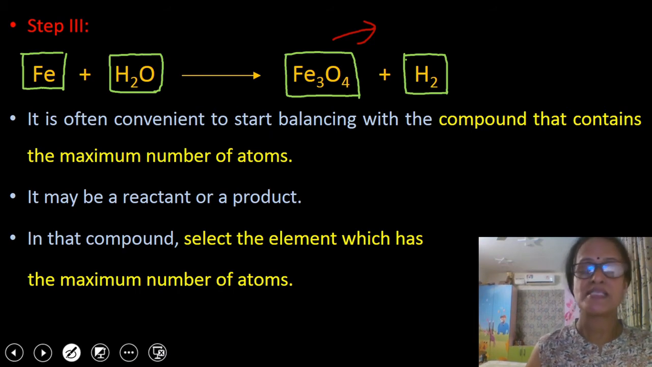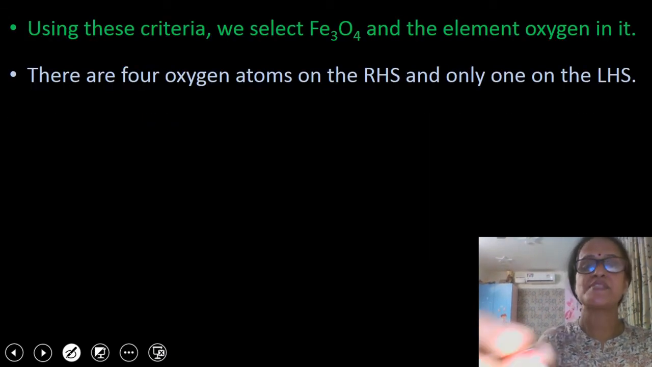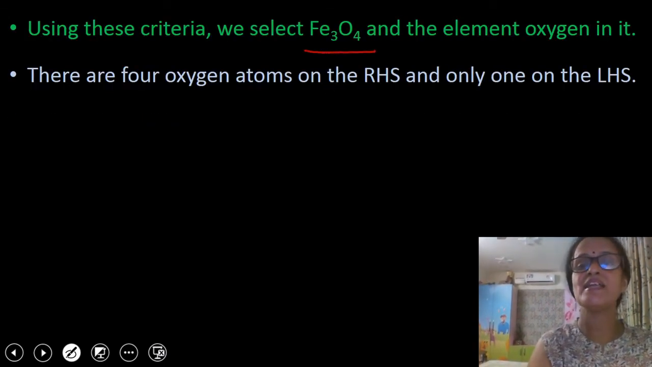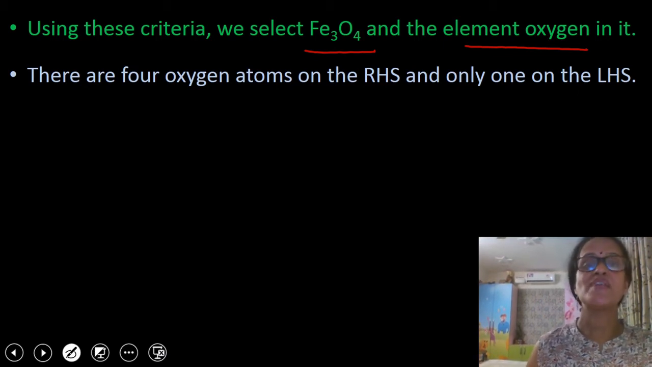One more point is that in Fe3O4 we will select that element which has the maximum number of atoms. So you can see that it has 4 oxygen atoms and 3 iron atoms. So therefore, as number of oxygen atoms are more, we will start balancing with oxygen atoms. So we have selected Fe3O4 and in Fe3O4 we have selected oxygen atom. So we will start balancing with oxygen atom.